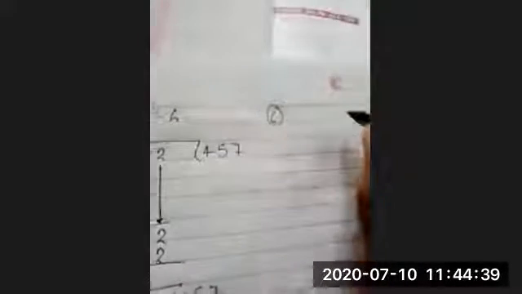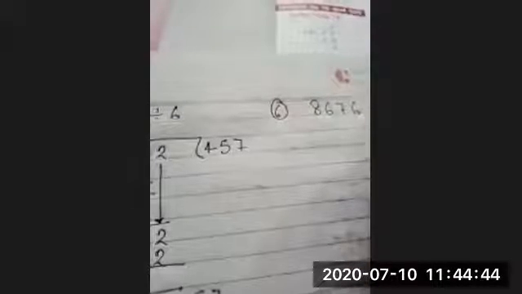Let's do the next question. Question number 6 is 8676 divided by 4. So what is the divisor here? That is 8676. And what is the dividend here? 8676 is the dividend, and divisor is 4. I have said it opposite. 4 is the divisor and 8676 is the dividend. So 4 twos are 8.